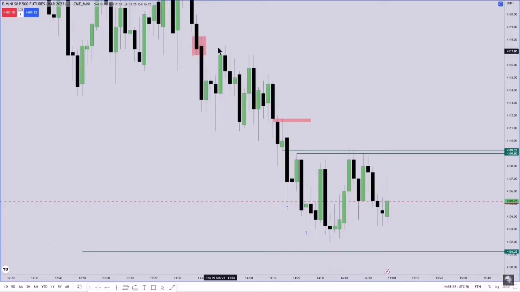So we had this overlapping into this area. What is this entire range? From this low to this high right there. Watch this. There's our fair value gap.